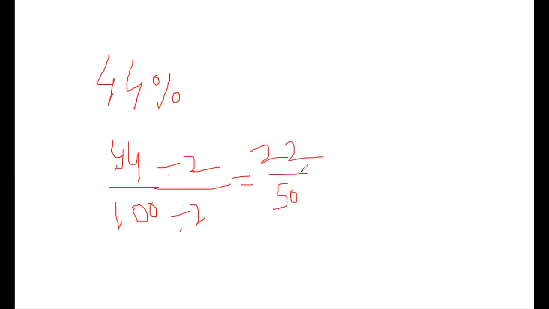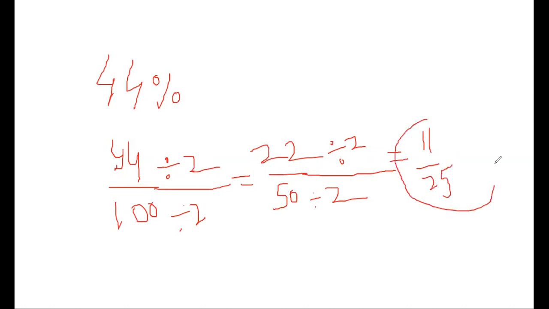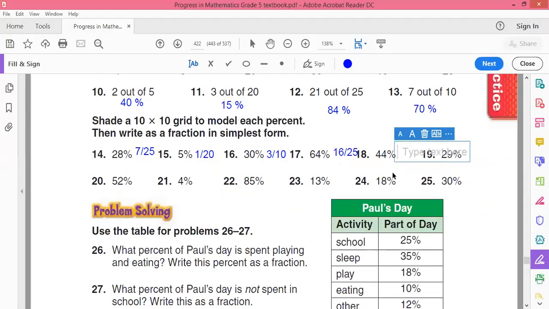Is it the simplest form? No. Then divide 22 by 2 again. Okay, 2 again. 11 over 25. Is it the simplest form, or can we divide it? No, we can't. So 11 over 25 is the answer. Very good. So right here, 44%, 11 over 25.